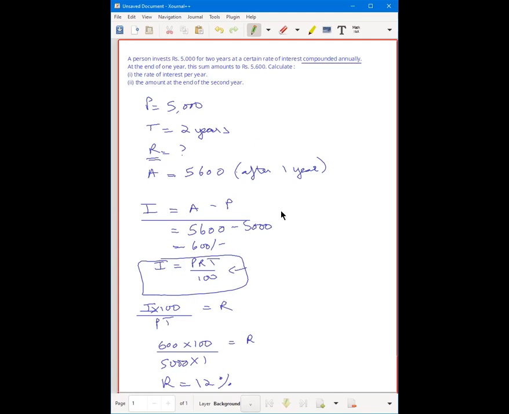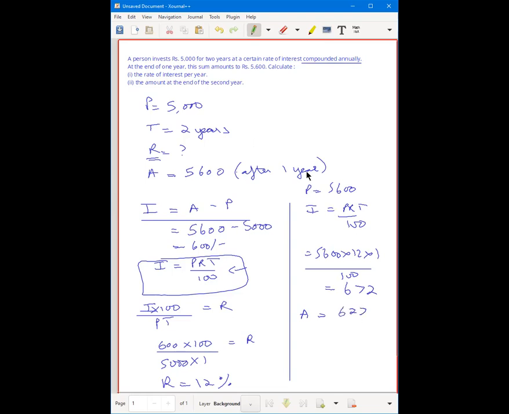And what about the second part of the question, amount at the end of the second year? Simple one, I is equal to PRT upon 100 again. In this, we will take P as 5,600. I will be PRT upon 100, so that's 5,600 into 12 into 1 upon 100, which works out to be 672. So amount becomes P plus SI, which is 5,600 plus 672, so 6272.